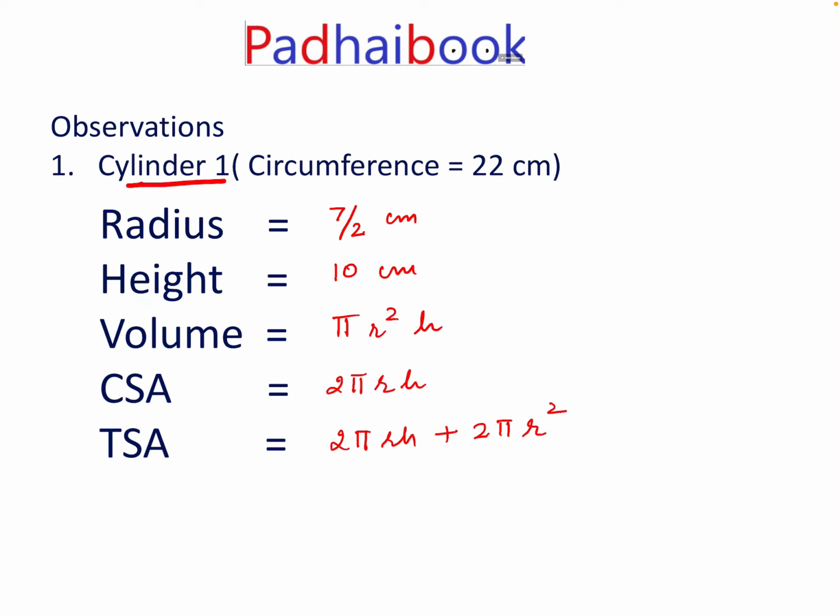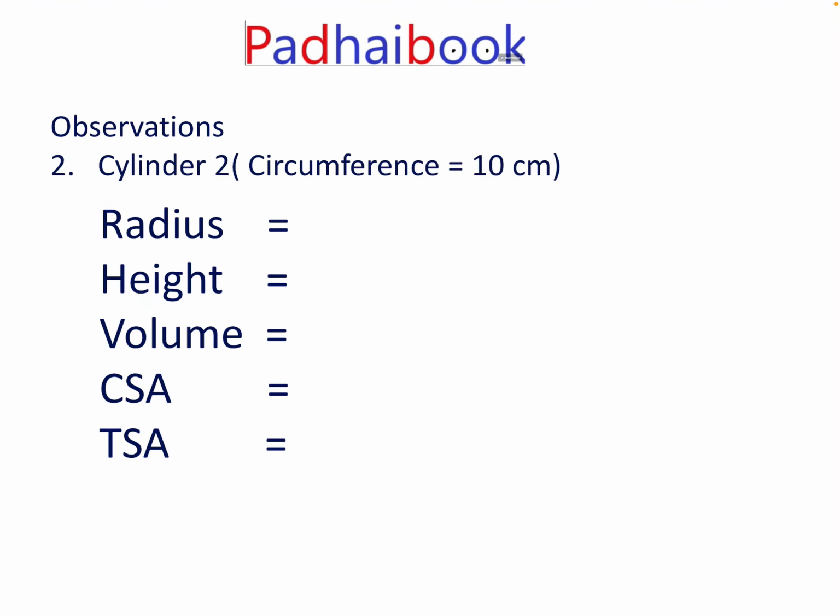This we have done for the first cylinder, that is the observation, and for the second cylinder again we are going to do the same thing. We are going to write radius, height, find the volume, CSA and the TSA. And now comes the observation.